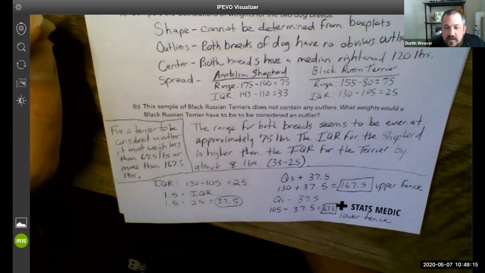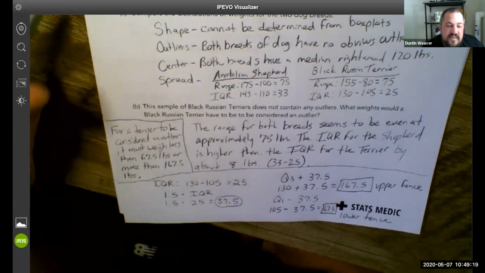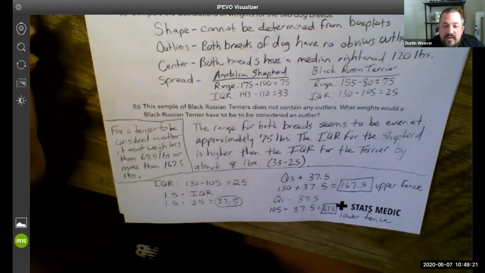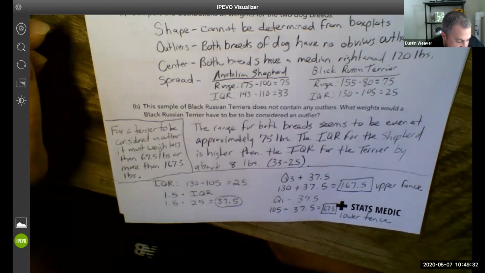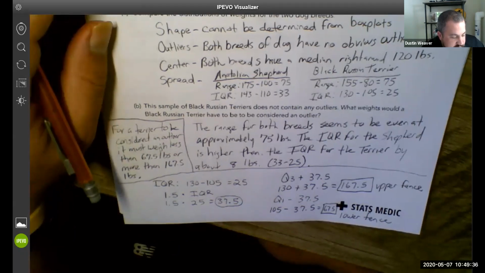without being an outlier. So we know that the upper fence is 167.5. That's the highest you could possibly weigh without being an outlier. And 67.5 is our lower fence. That's the lowest you could possibly weigh without being an outlier. So does anybody have any questions on that free response?